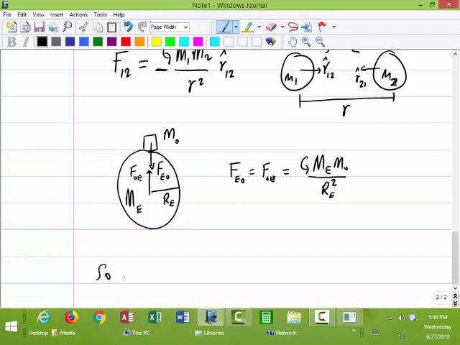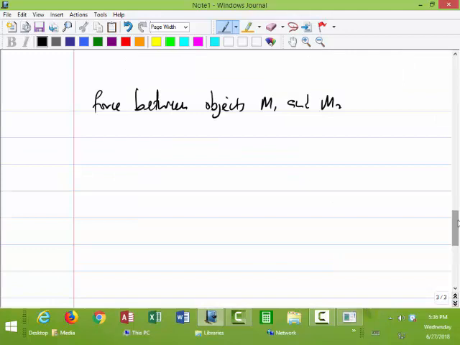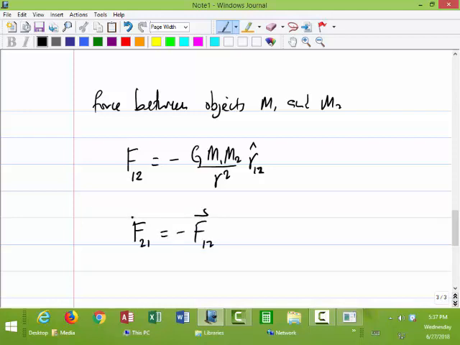So in vector notation, we say that the gravitational force between two objects, let's say objects 1 and 2, can be written the following way. The force of 1 on 2 is equal to minus G m1 m2 divided by r squared, times r-hat 1,2. So this is the vector notation for writing that, and the force of object 2 on 1 is equal to minus the force of 1 on 2. So the two forces are equal in magnitude but opposite in direction.